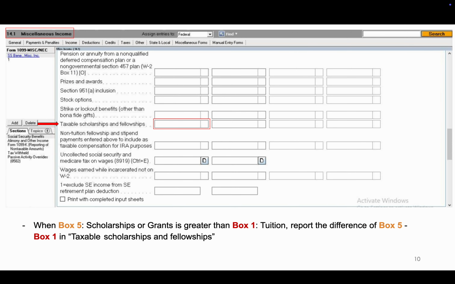Next, we'll be going over how to enter when scholarships are greater than the tuition. So when scholarships are greater than the tuition, that amount is going to be considered taxable income because the scholarship has already covered the student's tuition and there's excess money left over. And that is going to be entered in screen 14.1, and it will be under the box taxable scholarships and fellowships. And simply just report the difference of box 5 minus box 1, or the more complicated one of box 6 plus box 1 subtracted by box 5 plus box 4.